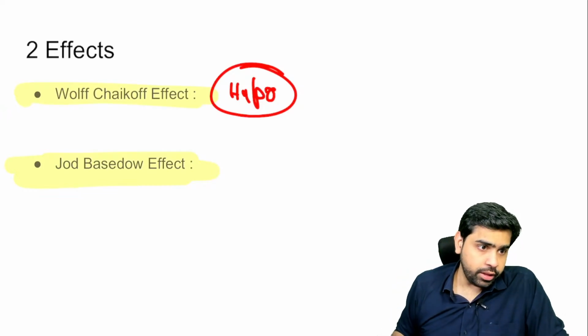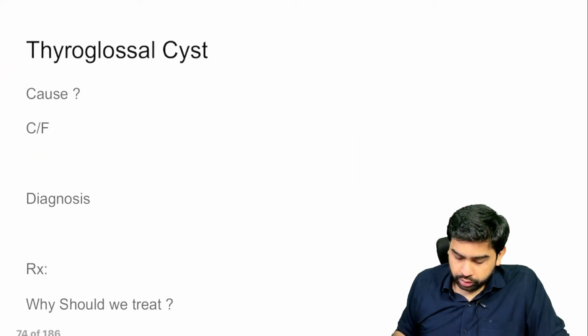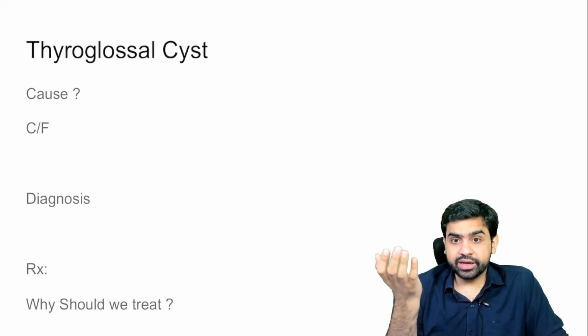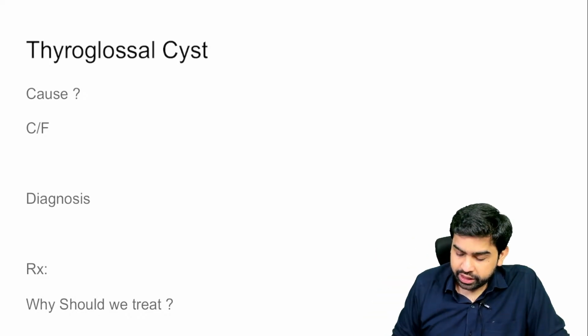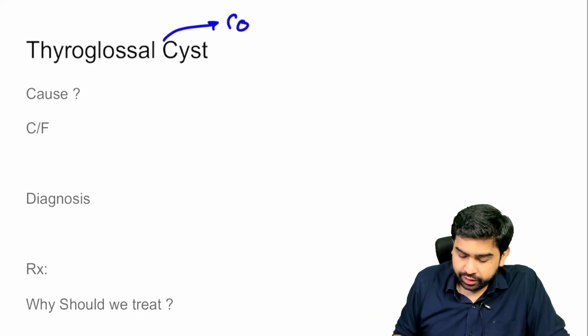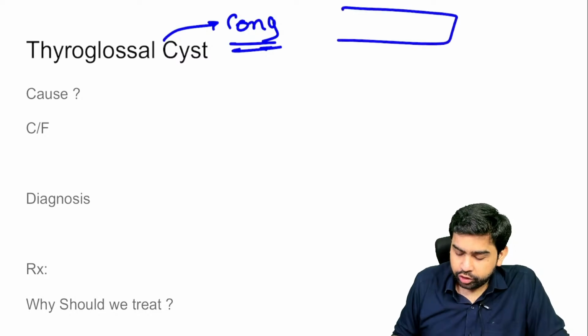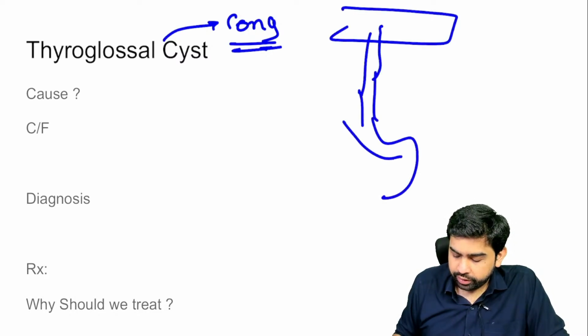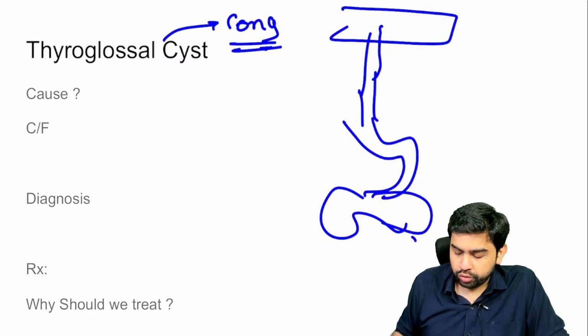Okay. Got it? Right. Now, thyroglossal cyst. What is this thyroglossal cyst? This is a congenital anomaly. What is this congenital anomaly? During the embryological period, from the tongue the thyroglossal duct comes down to the neck. It leads to the formation of the thyroid gland.